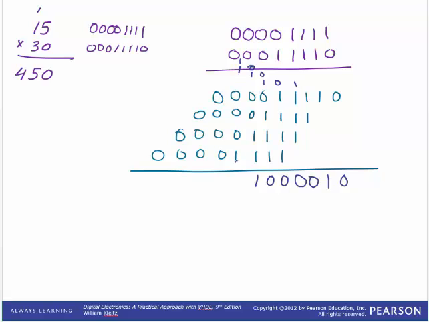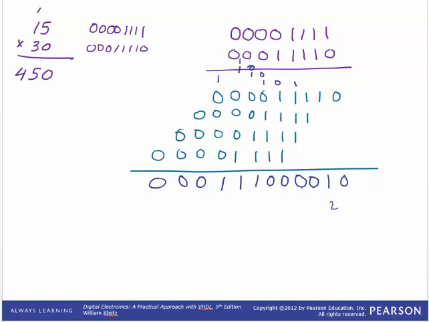Next column, there are 3 ones in it. That's 1, 1. So 1, carry the 1, 1. And then this column has only 1, 1 in it, so lovely. And then the rest are zeros forevermore. And so that should be the answer. That should come out to be 450.